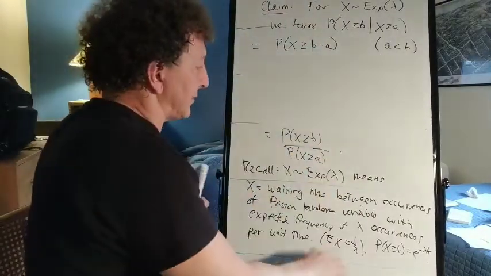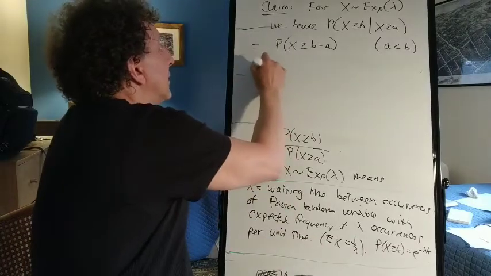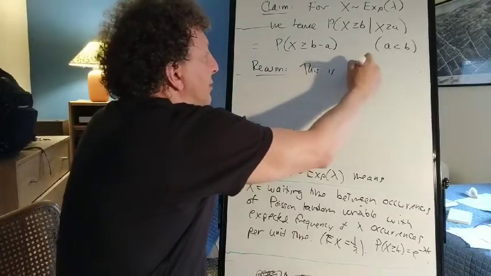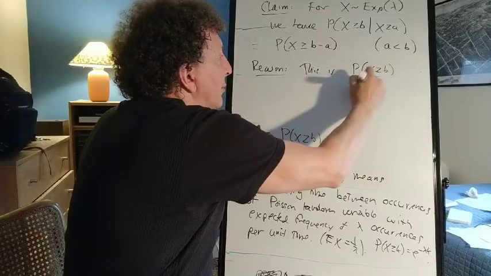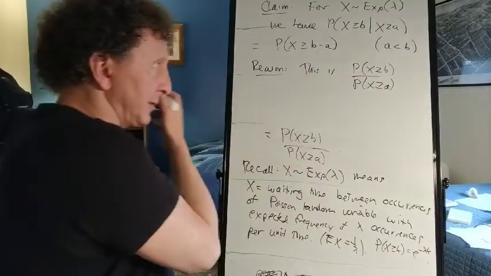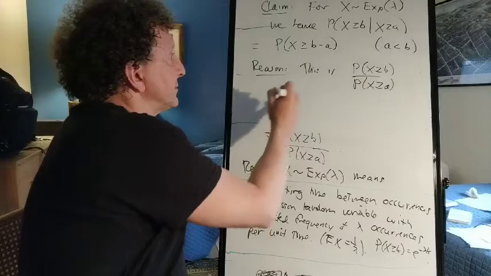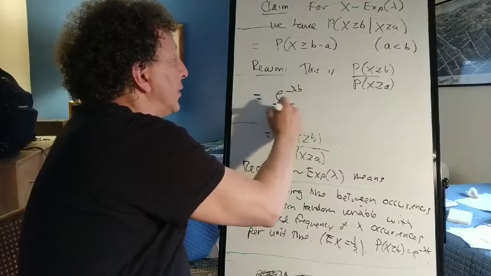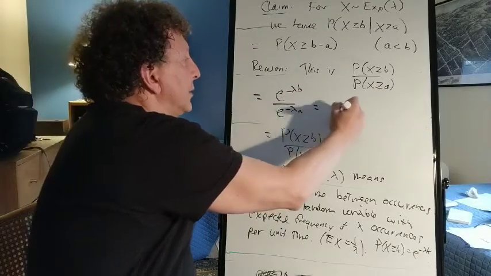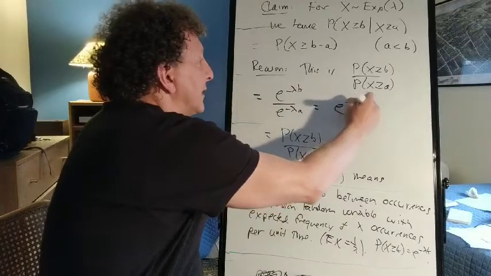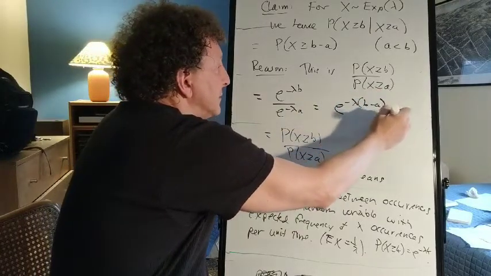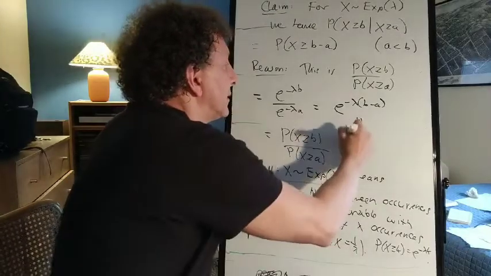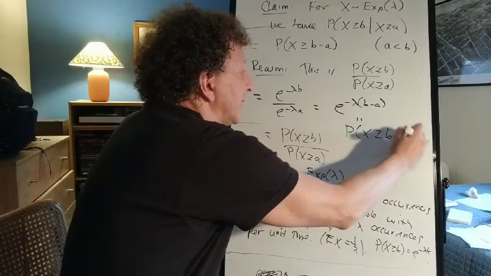So the reason that we don't even need a fraction in this case is that this is the probability that x is greater than or equal to b over the probability that x is greater than or equal to a, like it is for all continuous random variables, which is e to the negative lambda b over e to the negative lambda a, which is e to the negative lambda times b minus a, which is the probability that x is greater than or equal to b minus a.